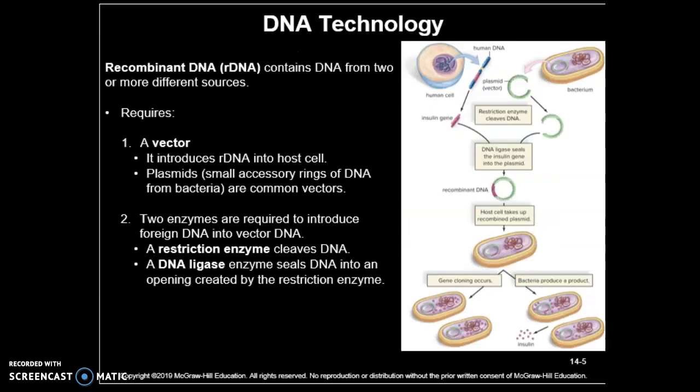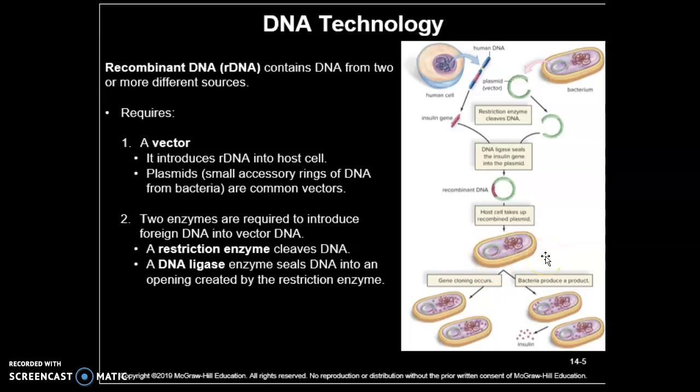Okay, and we can use the pieces of DNA that we're able to cut out by restriction enzymes to make something called recombinant DNA or rDNA. Recombinant DNA contains DNA from two or more different sources. So what you need in order to make recombinant DNA would be a vector. The first thing is a vector. A vector is a small plasmid. Do you remember those little circles, the circular DNA that are found in prokaryotes that we've been talking about? They're little circular pieces of DNA.